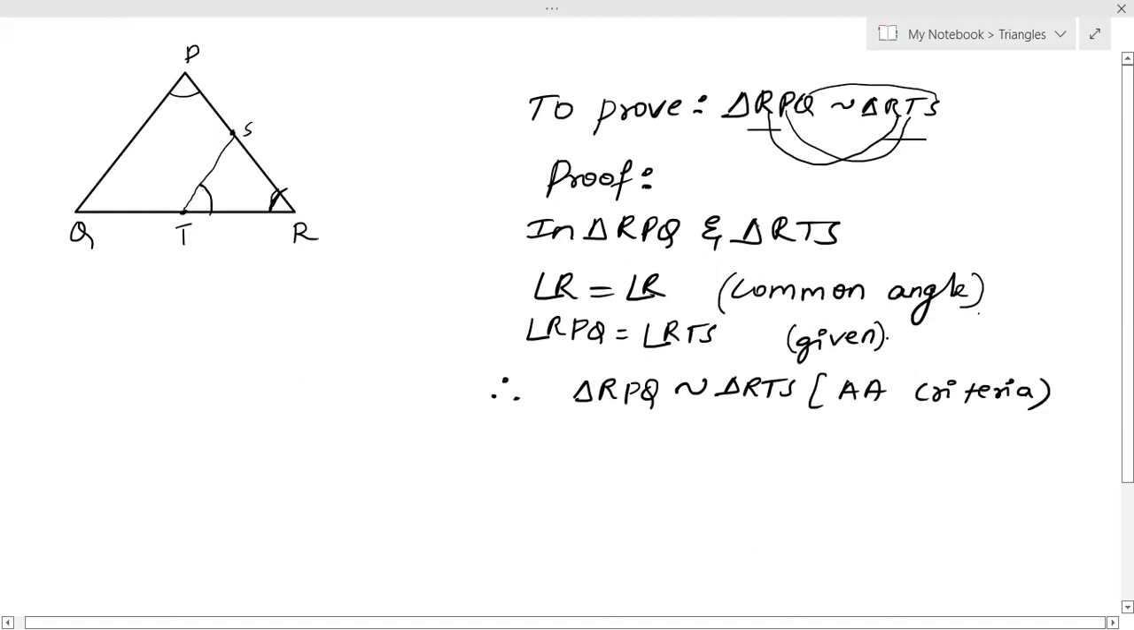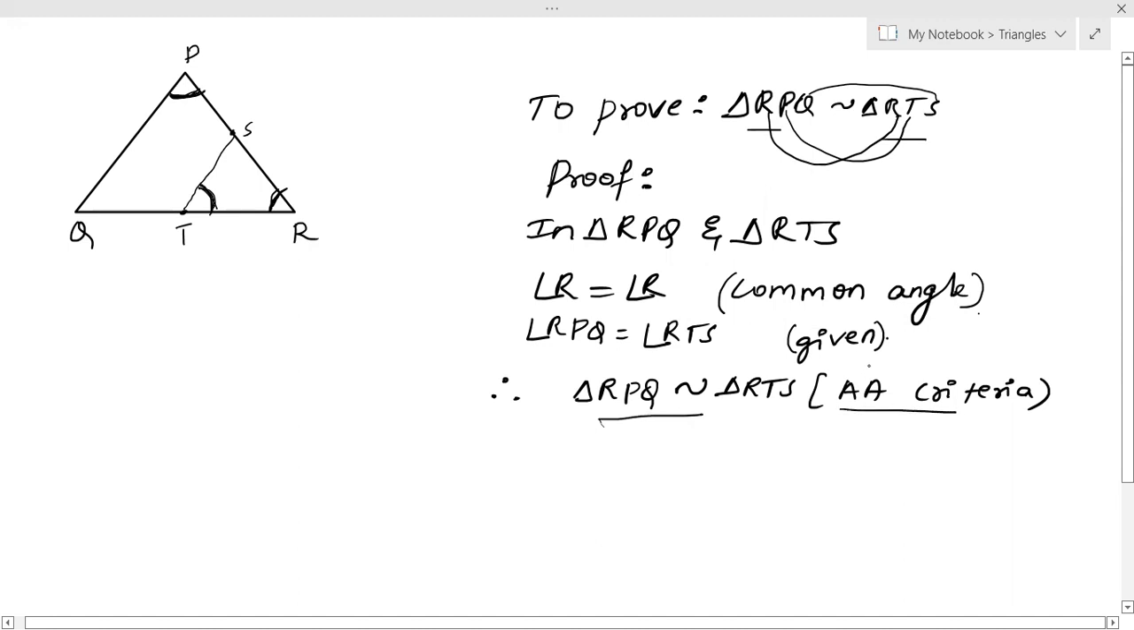And the next one, P is equal to T. The middle alphabet P and the middle alphabet in the other triangle, T, are equal. Why are they equal? Because it is given in the question itself that angle RTS, this angle, is equal to this one. So T is equal to P because it is given in the question. We just have to show that two angles are equal. If two angles are equal, then the triangles become similar using the AA criterion.